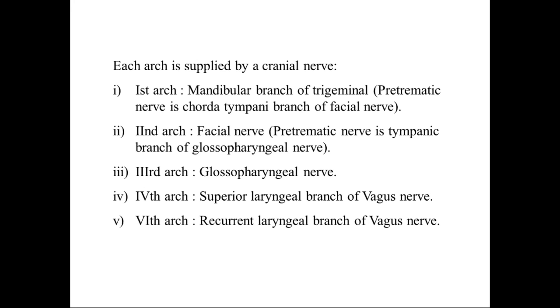Third arch has its nerve, that is your glossopharyngeal nerve. Fourth arch has its nerve, that is the superior laryngeal branch of vagus nerve. And sixth arch is supplied by the recurrent laryngeal branch of vagus nerve. First arch is mandibular nerve, second facial, third glossopharyngeal, fourth superior laryngeal, sixth recurrent laryngeal. So fourth and sixth are supplied by the branches of vagus nerve.